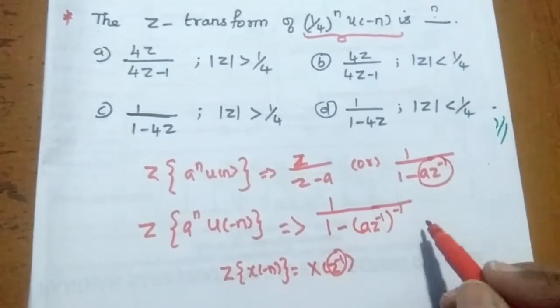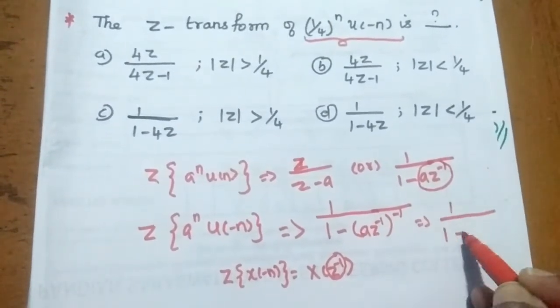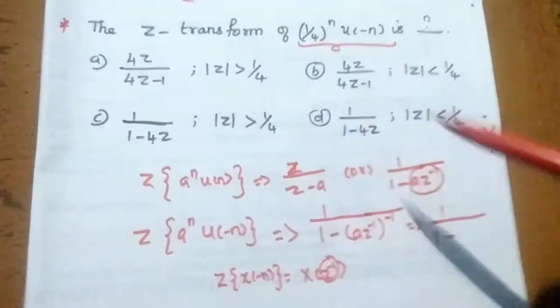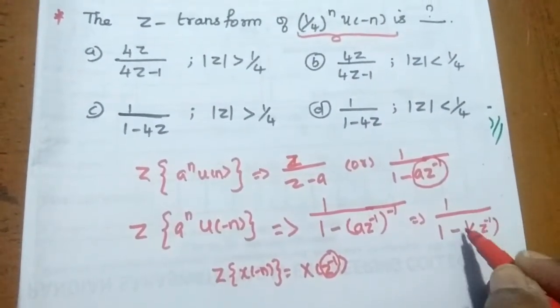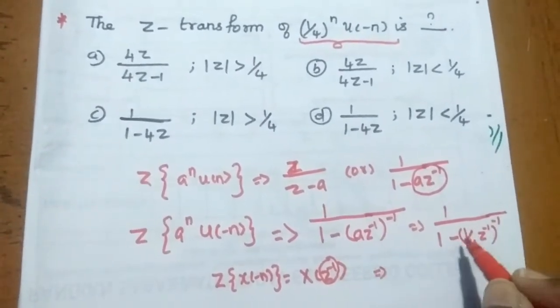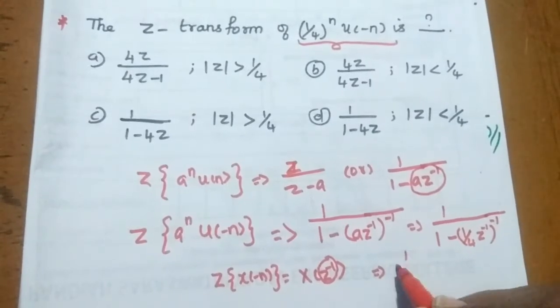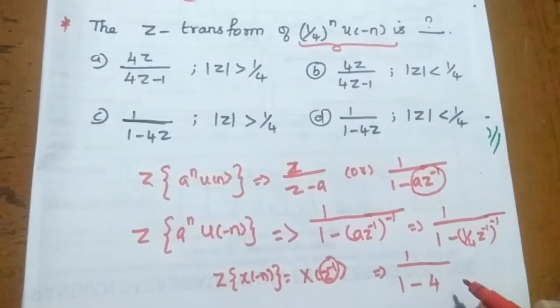In this one we can substitute the value right now. So 1 divided by 1 minus, what is the a value? a is 1/4, right? So 1 by 4 z inverse the whole power minus 1. We know that (1/4) inverse is nothing but 4.